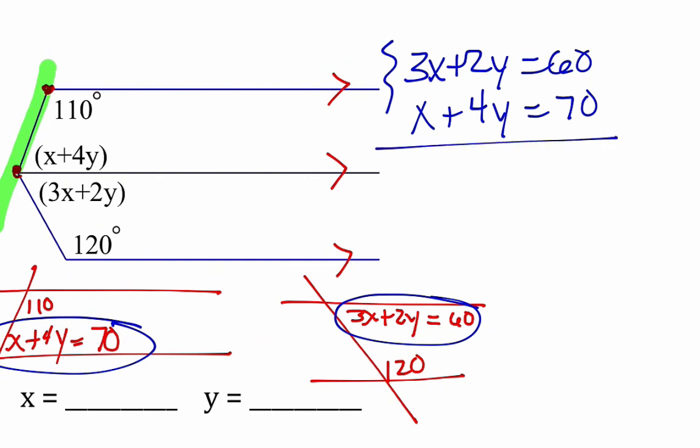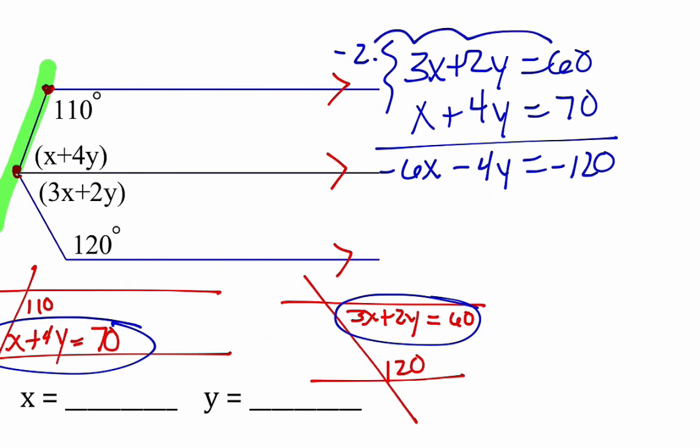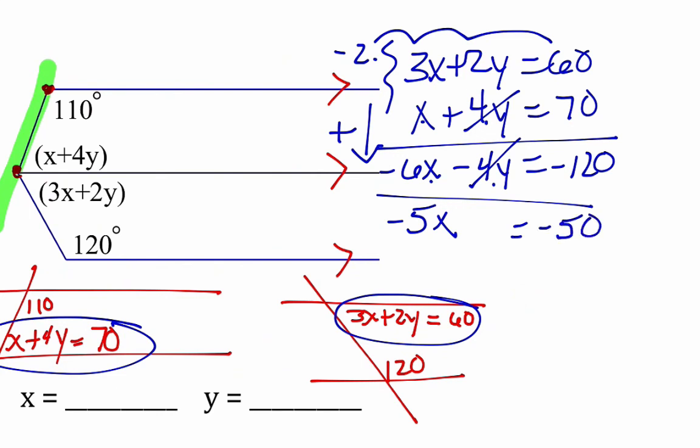The easiest way I see to do this would be to multiply the top equation by -2, which would turn that into -6x minus 4y equals -120. Remember, you've got to multiply all the terms in that equation by that number. And now the 4y and the -4y would eliminate if I added straight down. So x plus -6x is -5x. The 4y minus the 4y is 0. And then 70 plus -120 is -50. So I have the equation that says -5x equals -50, so when I divide by -5, I get x is equal to 10.